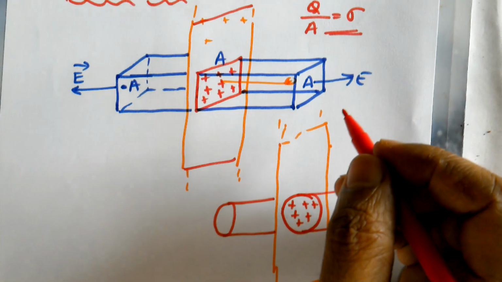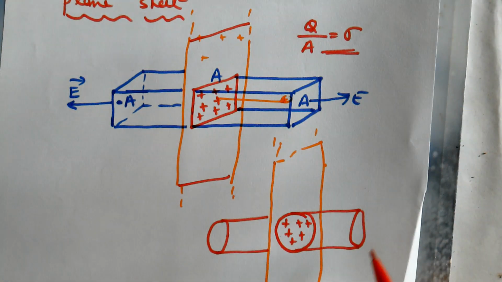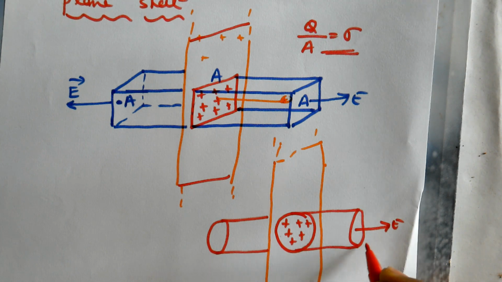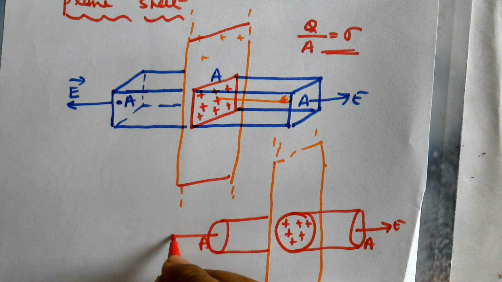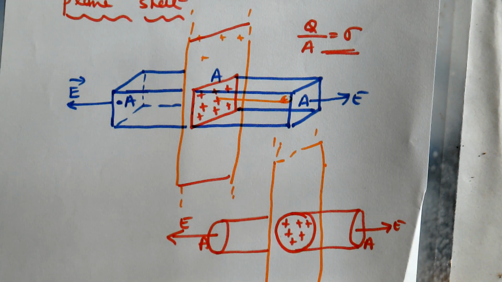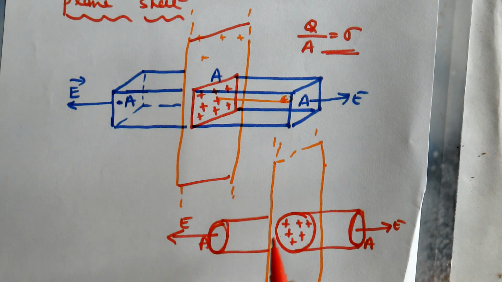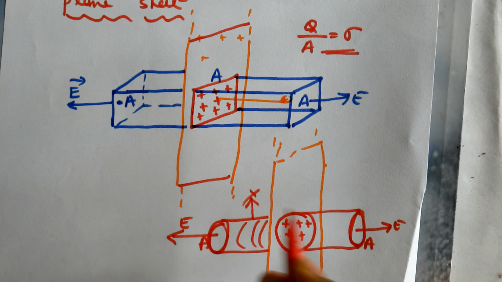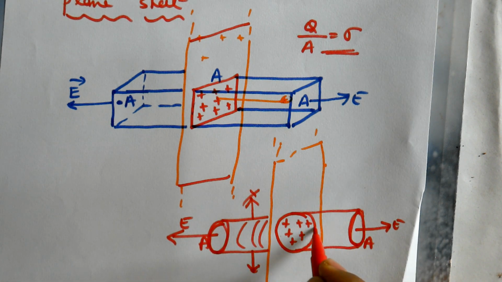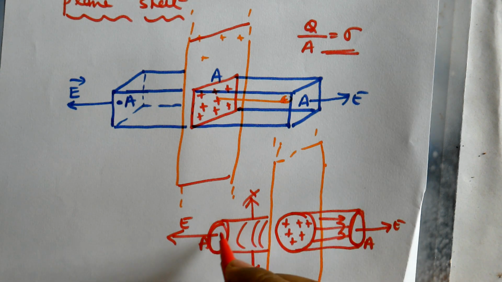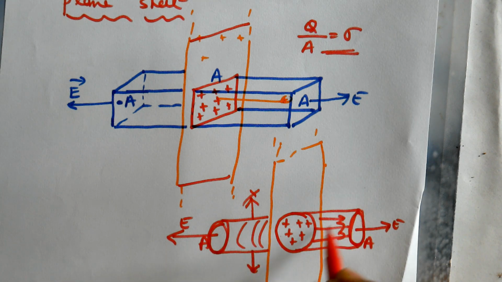The charges are distributed over an area A. If Q is the charge distributed over area A, sigma is Q by A. This area is also A, and this area is also A. Electric field is like this. Electric field lines will be moving normal to these two areas. What about the curved part of the cylinder? No electric field lines pass through it, because all the electric field lines are like this. They pass through the two circular faces at the ends. They do not pass through the curved part of the cylinder.